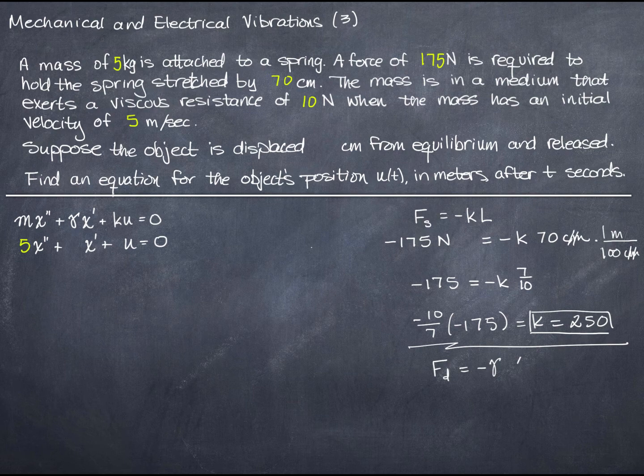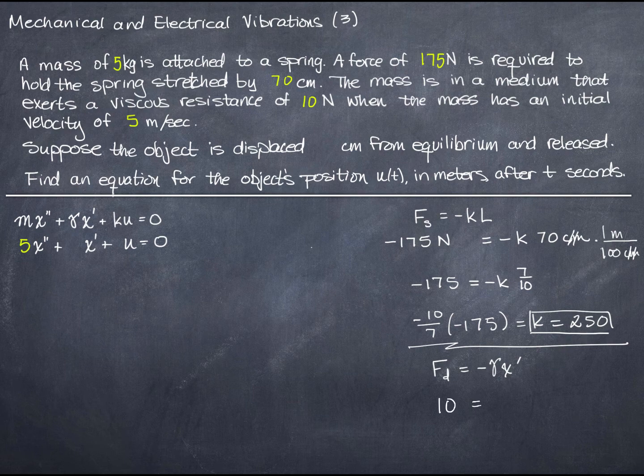And the first derivative of the function, the velocity of the object, is directly proportional to the damping force. And we have some of those numbers as well. Let me get my pointer again. We're told that the mass is in a medium that exerts a viscous resistance of 10 newtons. There's that newtons again. This time that's in meters per second squared, and this is in meters per second. So we're okay in this case. The damping force, the viscous resistance, is 10.